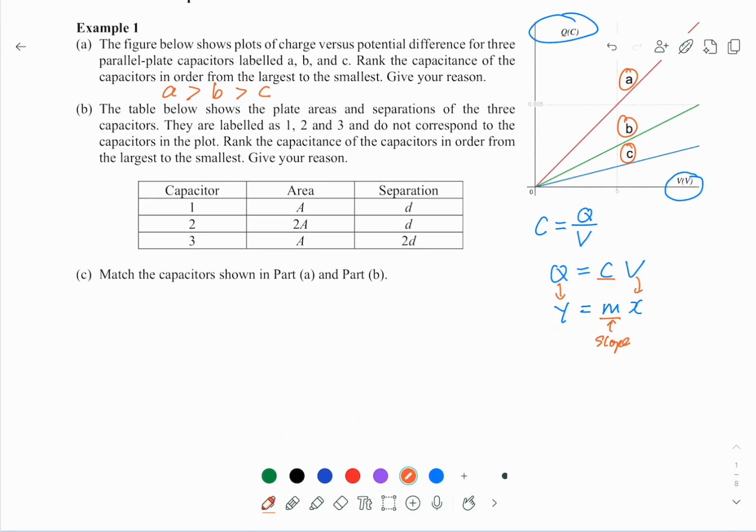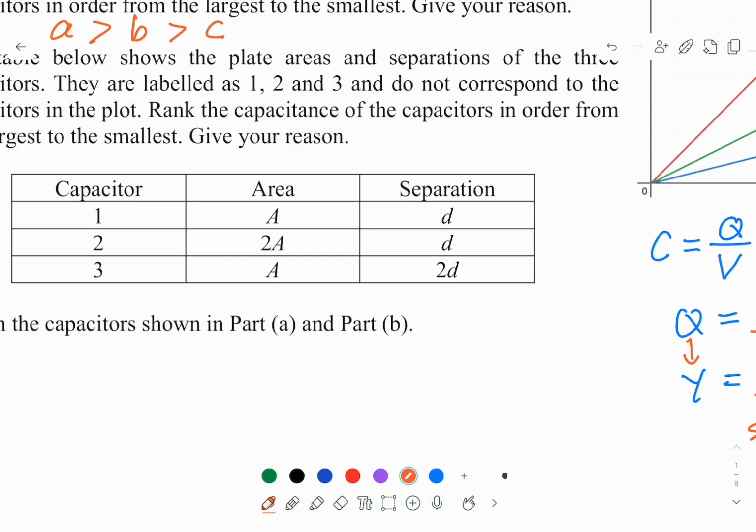Next, part B. We have other capacitors 1, 2, 3 that correspond to A, B, or C, but we don't know how they correspond. Let's label these three capacitors as 1, 2, 3. The first one has an area A and separation D. So we can say C is epsilon A over D.